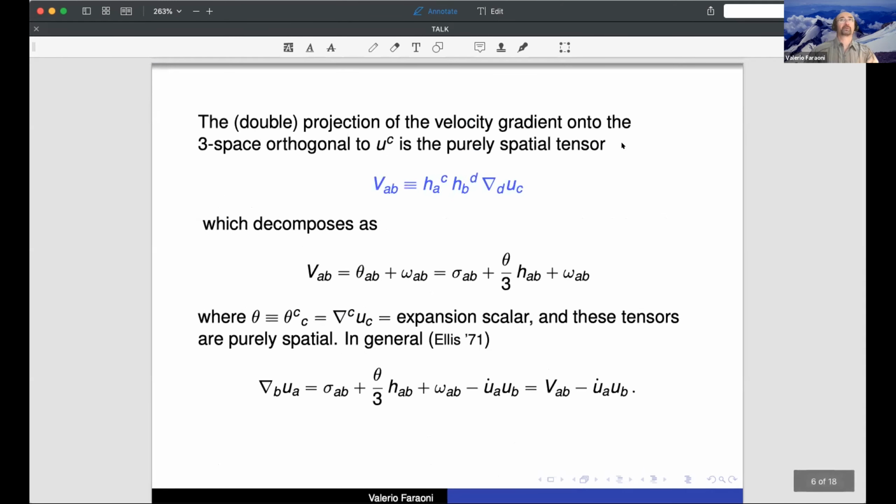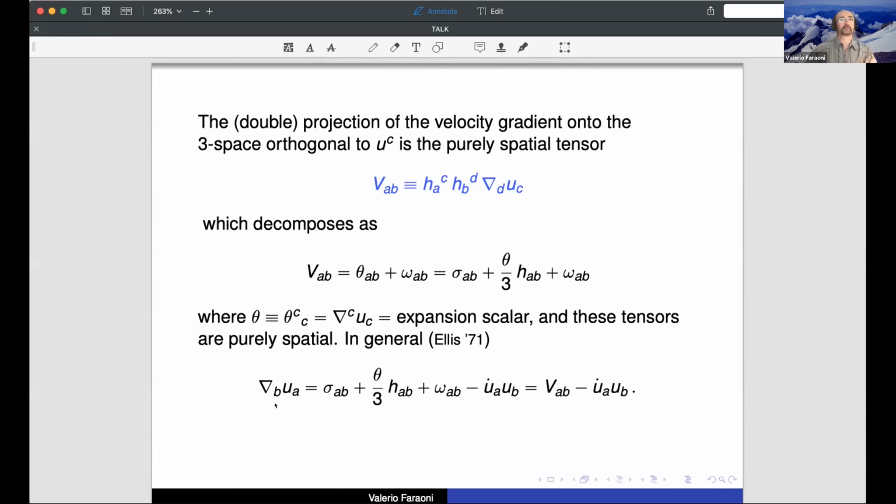And you can derive the usual kinematic quantities for this effective fluid. So you take the gradient of the velocity, you project it twice on this three-space, and you obtain this tensor V_ab, which is decomposed into symmetric and antisymmetric parts. And the symmetric part is decomposed further into the shear tensor and an expansion tensor. This is all standard, and you can find it in the seminal paper by George Ellis in 1971.